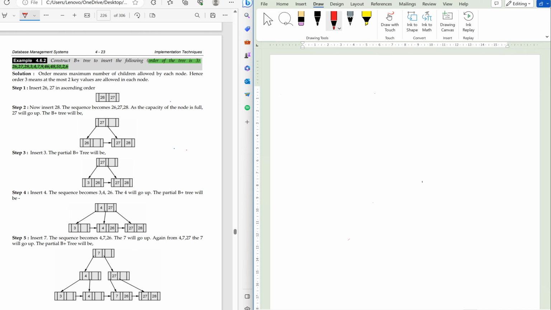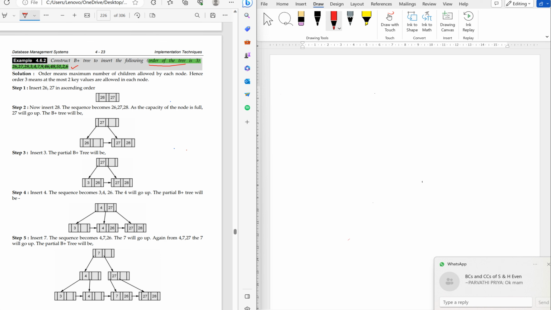From the exam point of view, they will be giving questions like this. They will be giving some values like this, and then they will give either the order of the tree, or the number of pointers. Based on that, you have to derive the solution for this problem. The problem is that we have to store these values, which are nothing but records, in the format of a B plus tree, which makes the storage and retrieval of the records effective.